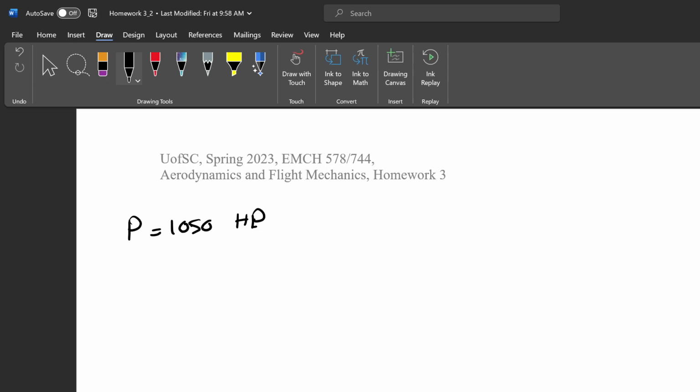And that's all we are given. But we are also told that the maximum velocity we can fly at is already achieved. And we are flying at this velocity, cruise conditions. So this is a straight level flight, which means that the flight is unaccelerated.